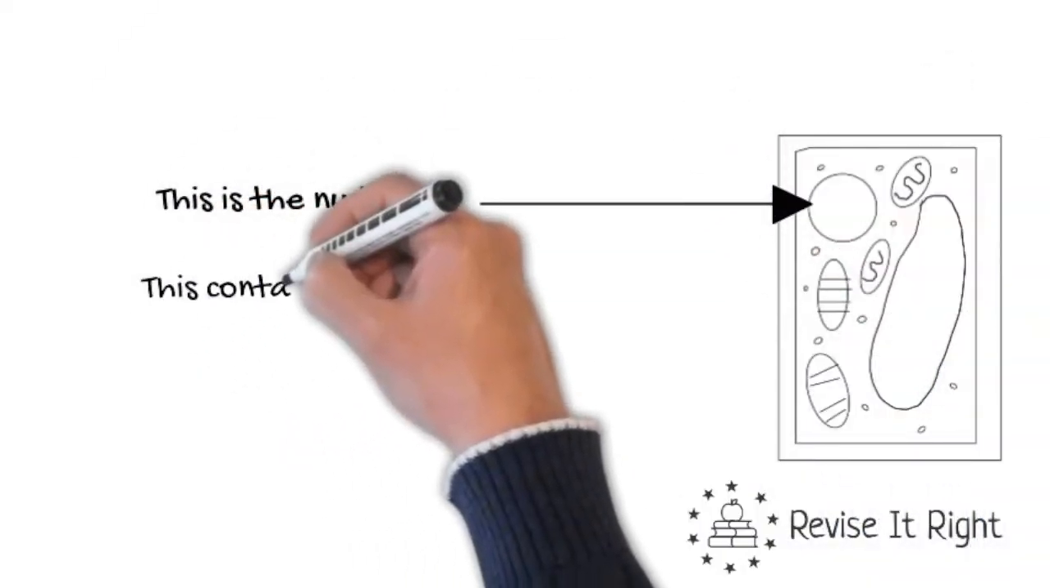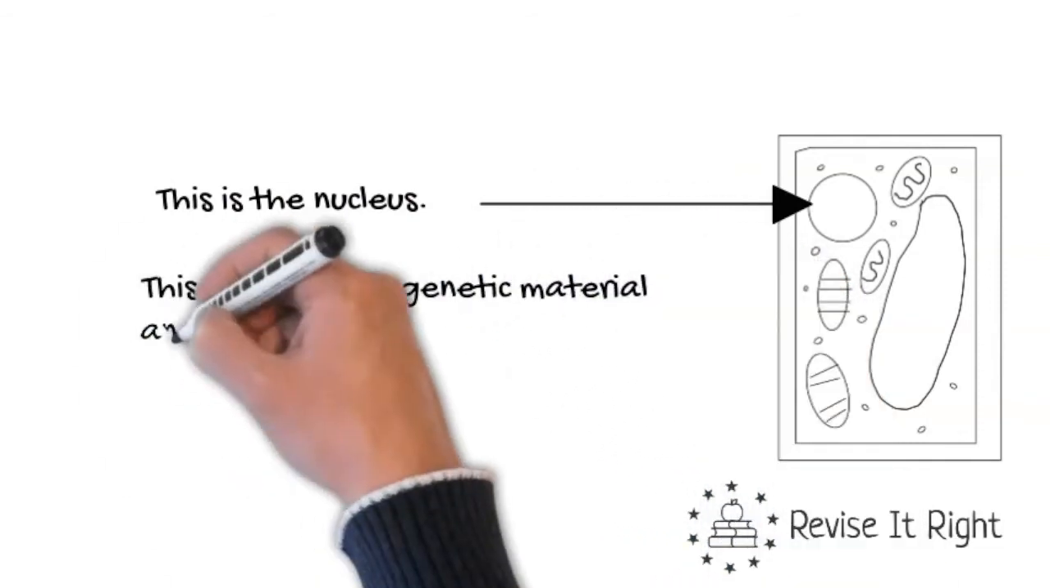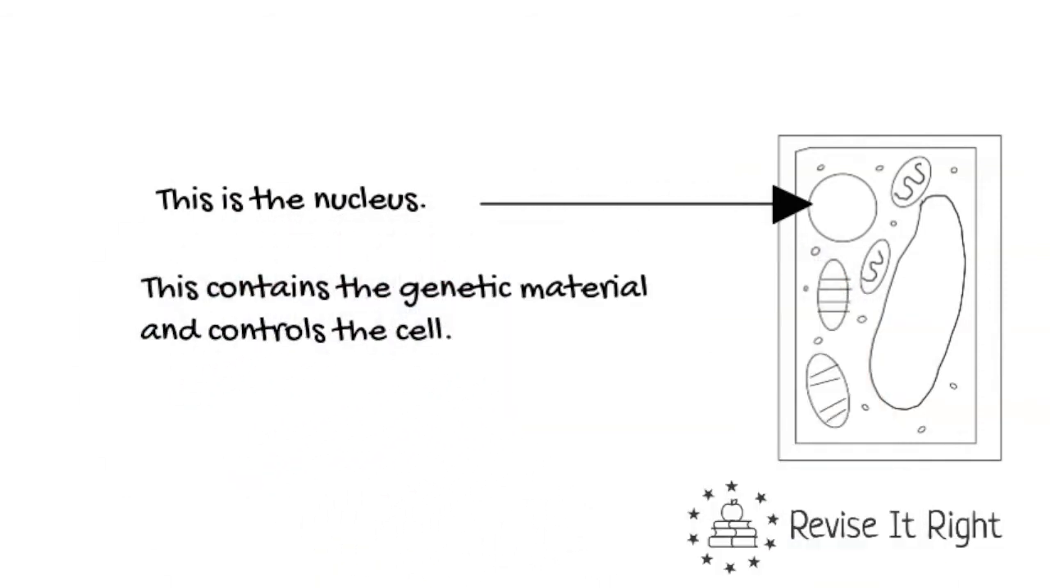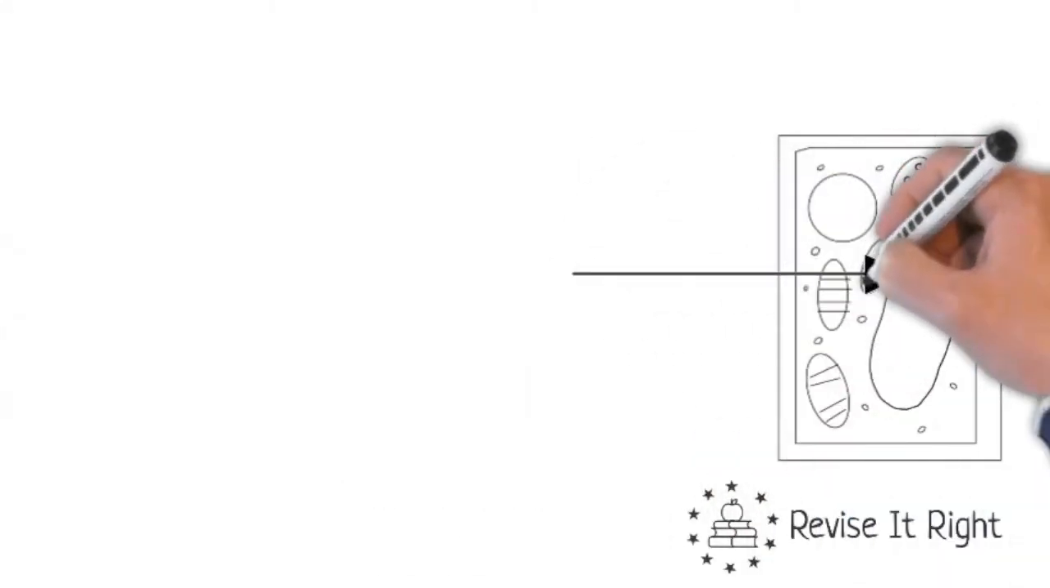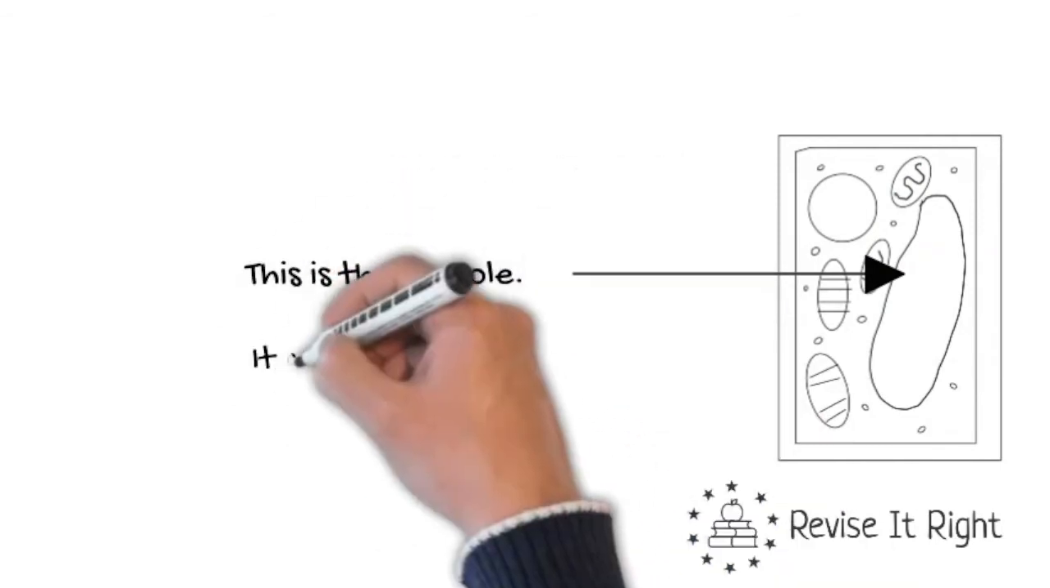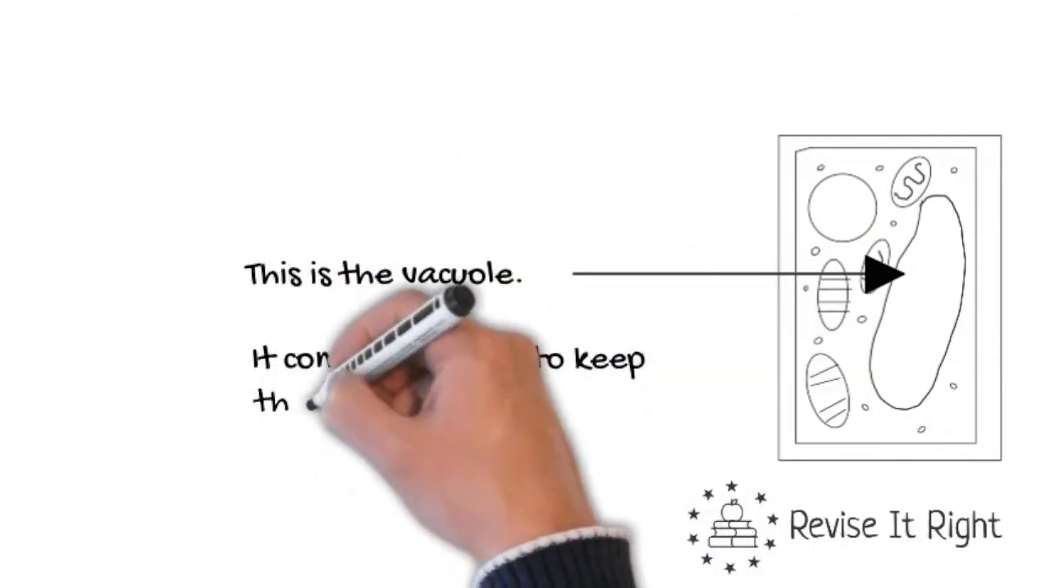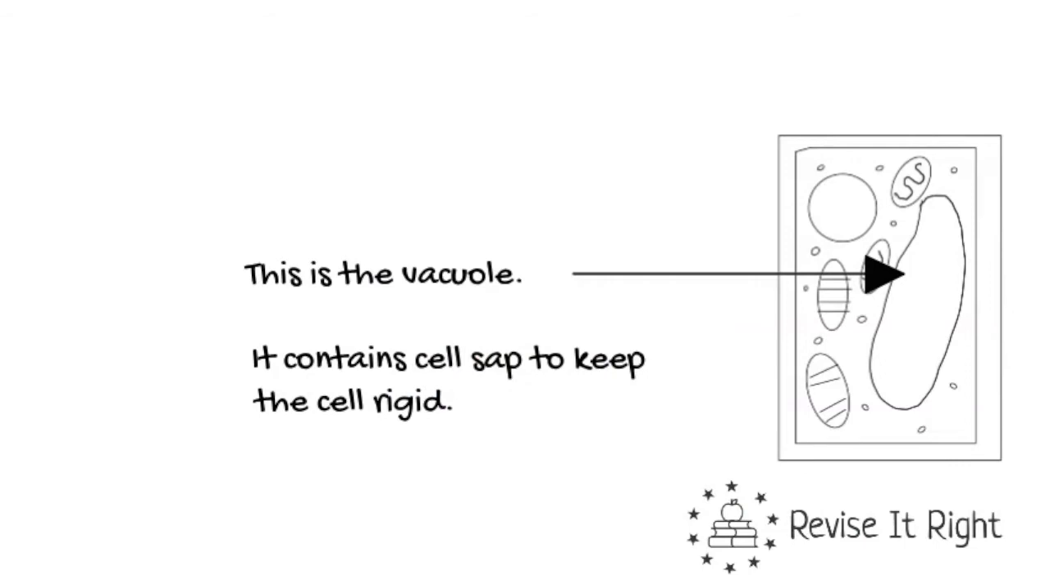Here we have the nucleus. It contains the genetic material and it controls the cell. Here we have the vacuole. It contains cell sap to keep the cell rigid.